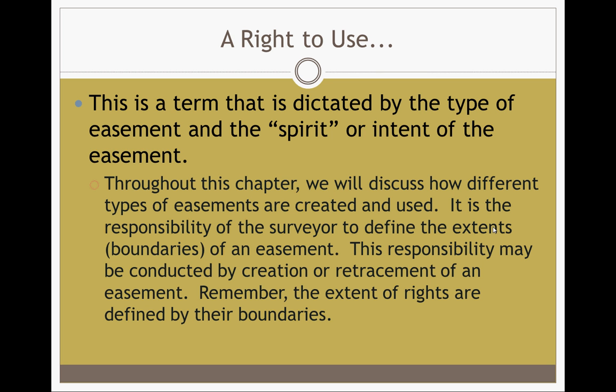It's the responsibility of the surveyor, you, to define the extents or the boundaries of an easement. The rest of the easement is usually legal in nature. So, again, we're just looking for boundaries and evidence, looking for things that we can come back to. This responsibility may be conducted by creation of or retracement of an easement. A lot of times we're called out to create an easement and to write one up and to develop it. But the law dictates that lawyers and courts have the legal issues, and we have just the location issues.